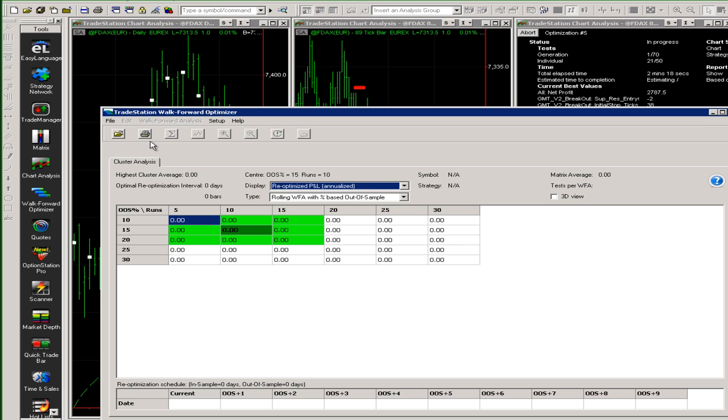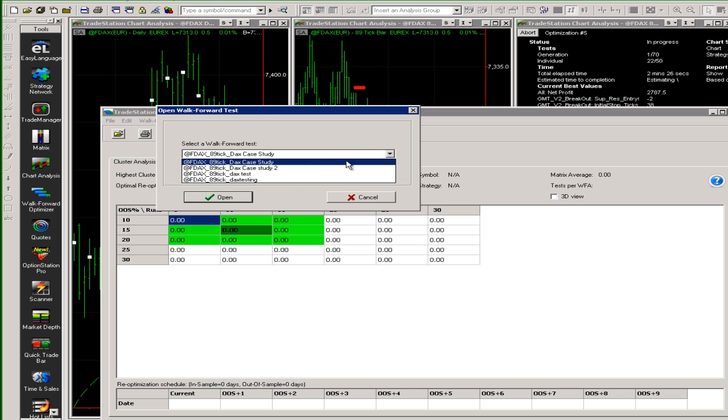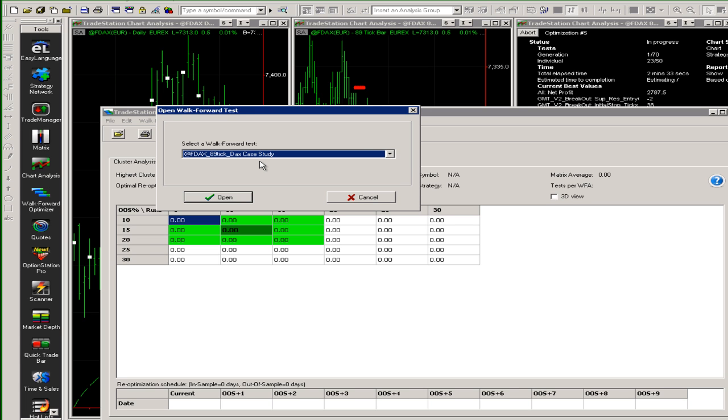That's okay. But what we'll do is we'll go in now and we'll say File. We want to open a walk forward test. So we want to grab our DAX case study. Now, if you have a look at this, you'll see that we've got DAX case study 2 there as well. But let's just open our DAX case study here, number 1.